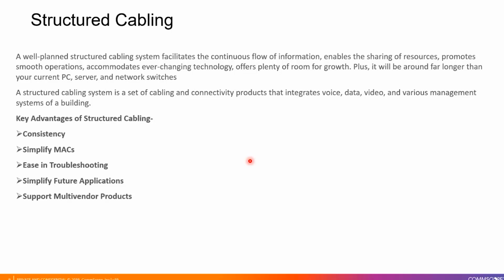When you say multi-vendor products, RJ45 means, yes, it is RJ45, and it should support any brand of active devices. It is not that this particular connector should go with this kind of patch cord only. No, it should support multi-vendor products. Any kind of active system you bring, your connectivity should support it.